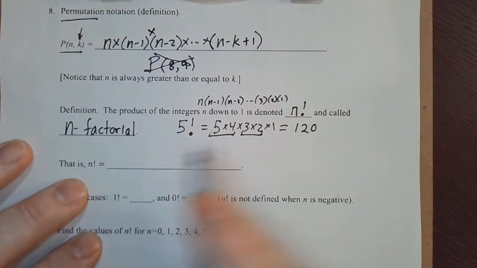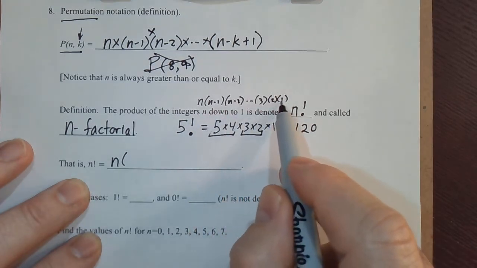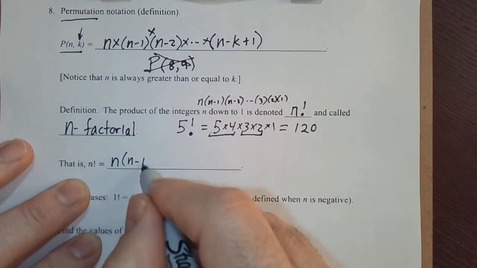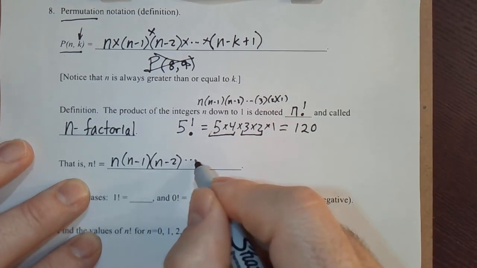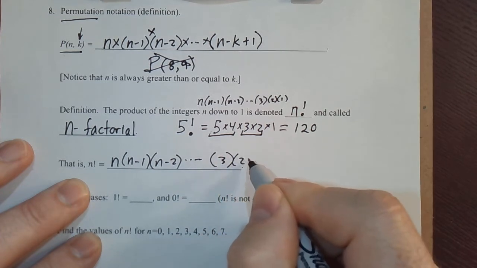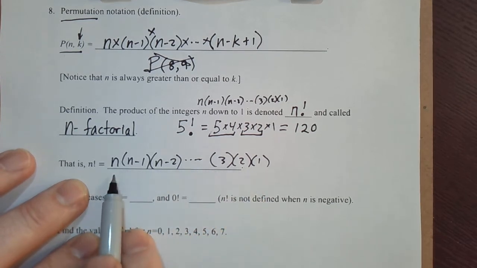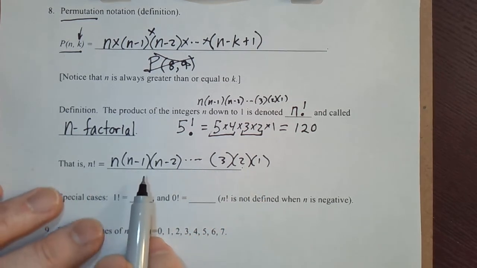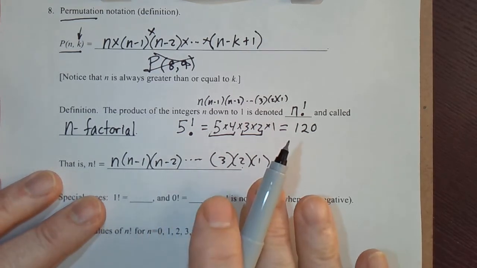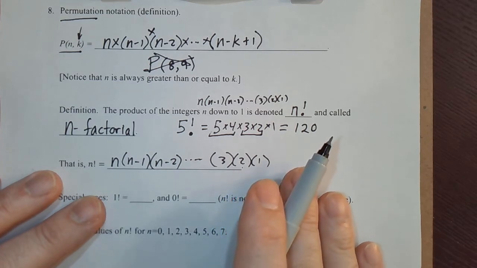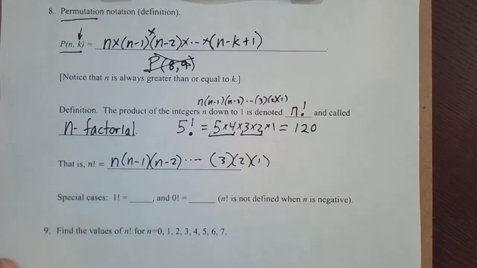So n factorial would simply be n, exactly what I wrote right here. N times n minus 1, the next number down, times the next number down, all the way down to 3, 2, 1. That's the definition of n factorial. The numbers get very, very big, and we're going to be dealing with fractions. But please don't let that worry you. Fractions with factorials on the top and the bottom are very easy to work with, and we'll see.